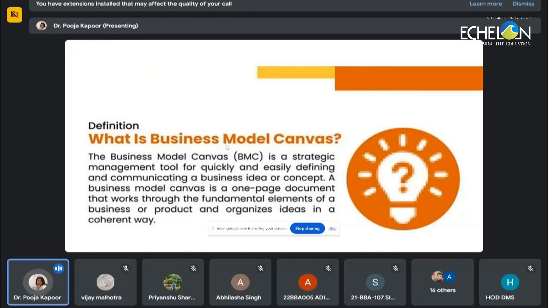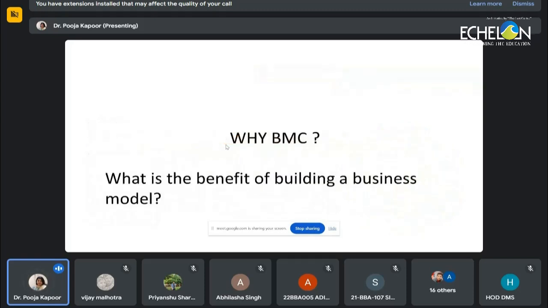So, what exactly is the definition of a business model canvas? Basically, it's a strategic management tool for quickly and easily defining and communicating a business idea or concept. Basically, a business model canvas is a one-page document. It's not a big book or big description or a synopsis. It's basically a one-page document that works through the fundamental elements of a business or a product and organizes ideas in a coherent way.